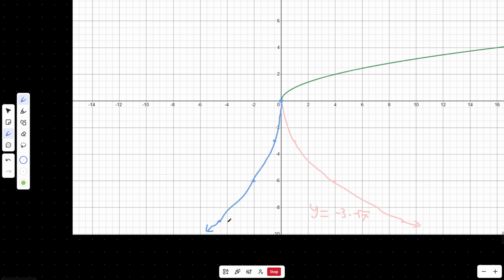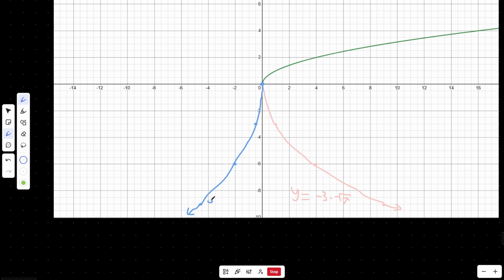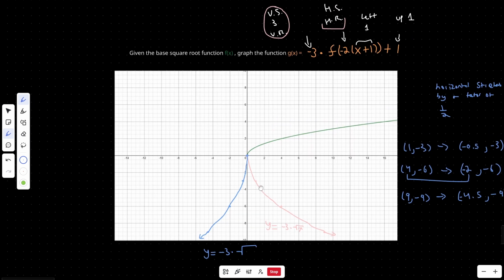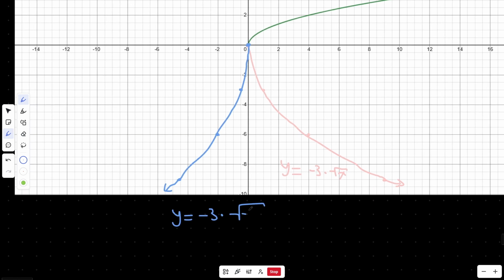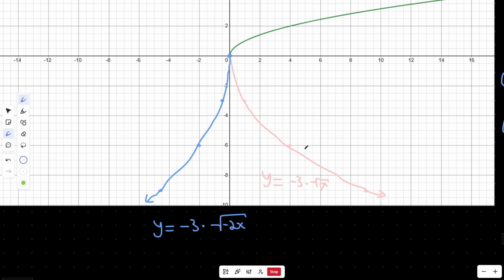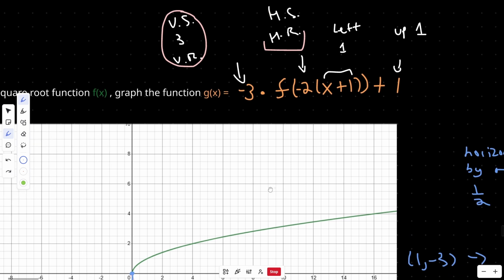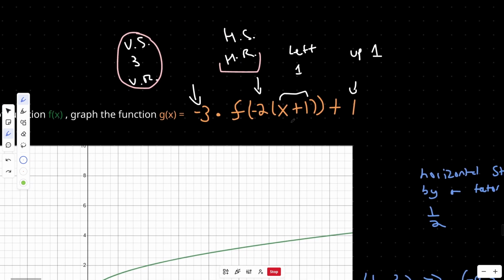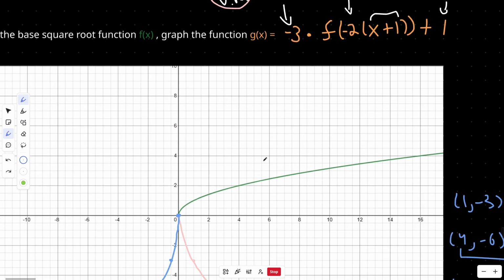So this new function is now going to be y is equal to negative 3 times the square root of, let me actually draw this down here, I have more space, negative 2x. There we go. So now that we've applied our horizontal stretch and reflection as well as our vertical stretch and reflection, we can deal with our translations now. So the hard part's out of the way. Now all we have to do is move our function left 1 unit and up 1 unit.